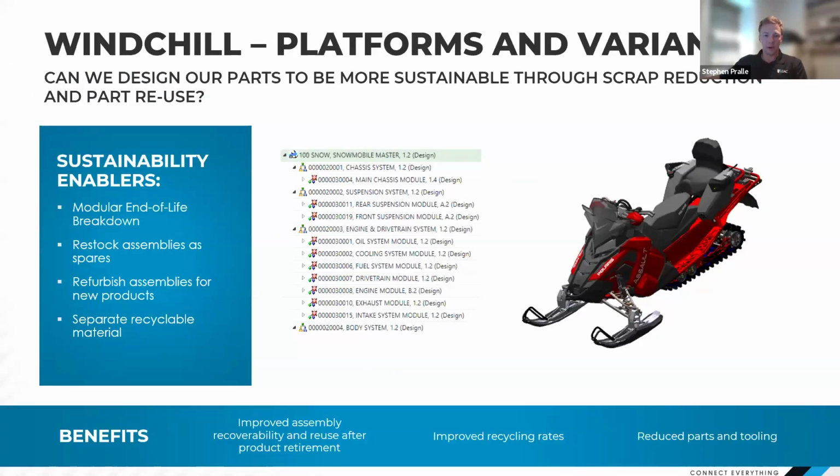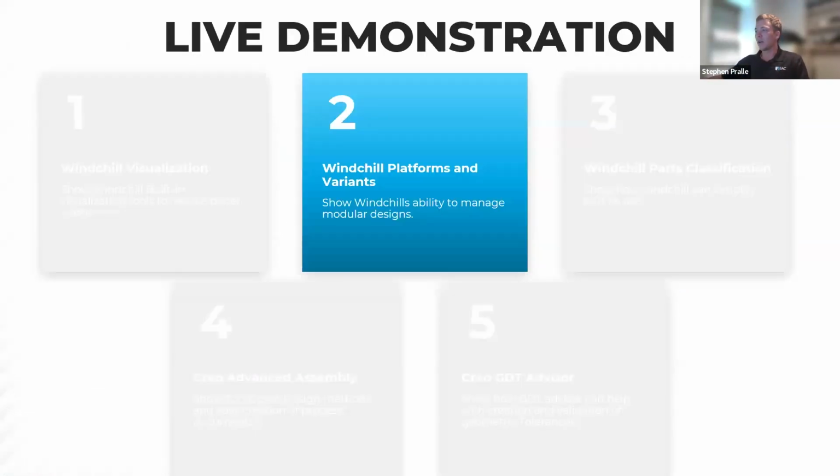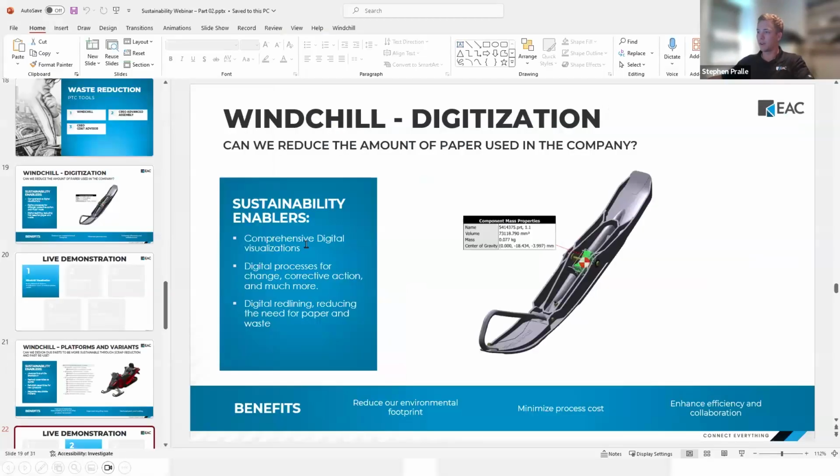All right, moving on to our next one here. There are numerous different modules that we can plug in and add on to Windchill, and one of which is the Platforms and Variants module. This add-on helps create modular and more sustainable products. It helps companies improve their assembly recoverability and reuse after product retirement. It also helps with increasing recycling rates and reducing parts and tooling. So let's go ahead and check out the second pocket demo for us here, talking about Windchill platforms and variants.